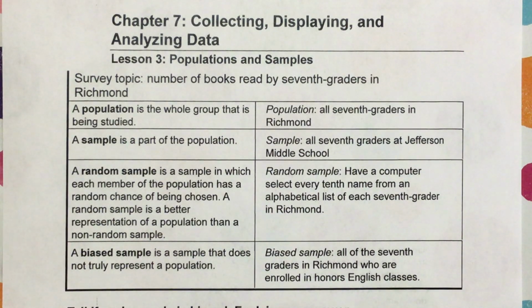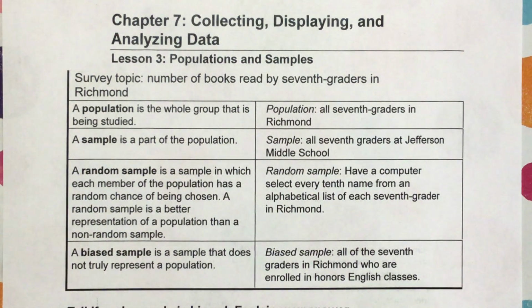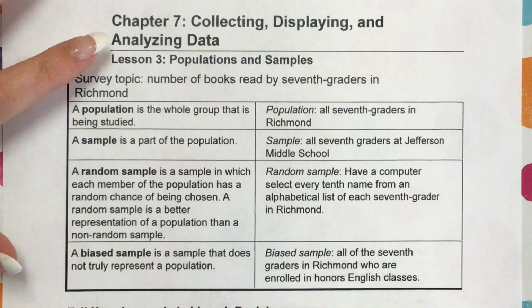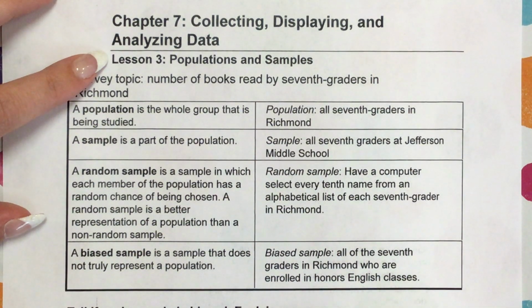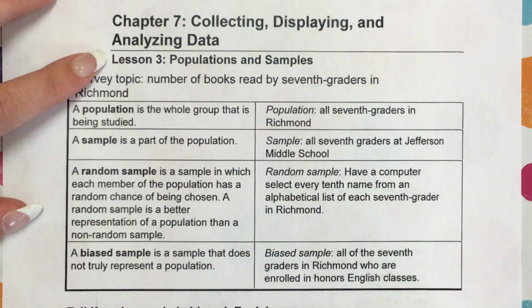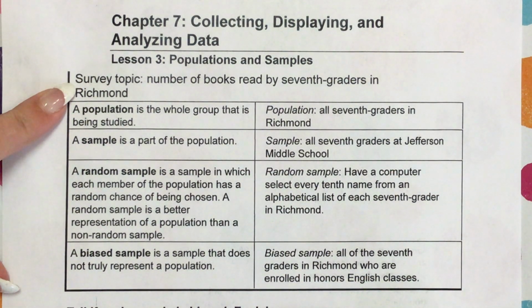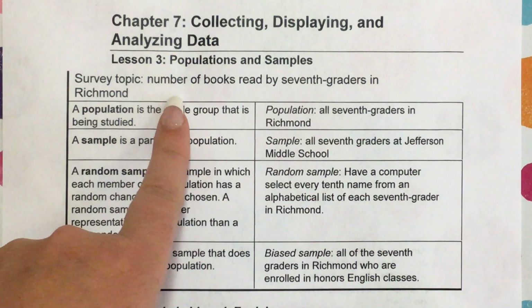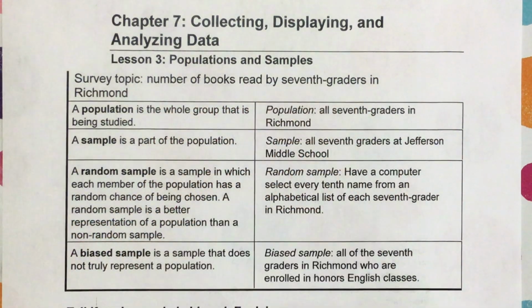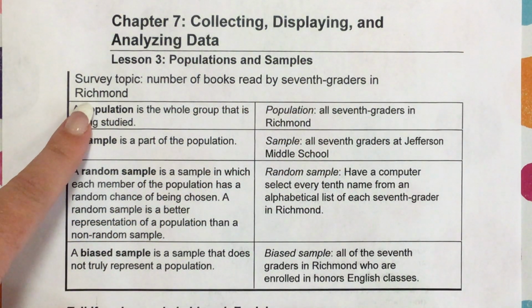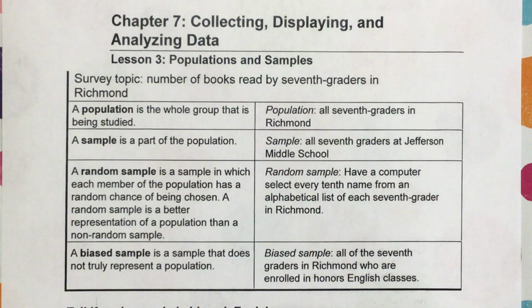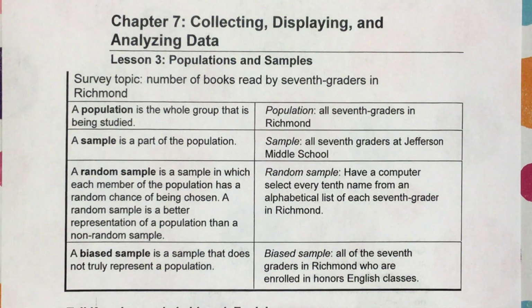Welcome back. We are discussing Chapter 7, Collecting, Displaying, and Analyzing Data. And today we are starting Lesson 3, Populations and Samples. So the survey topic today is about number of books read by 7th graders in Richmond. Richmond is a city, okay? So there's a couple different vocabulary terms that we're going to discuss.